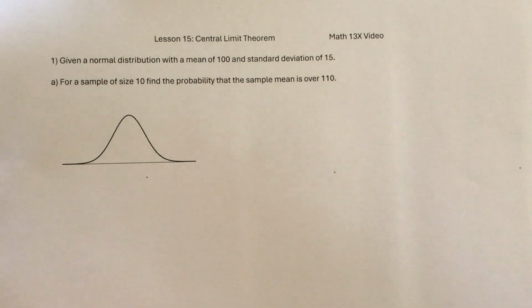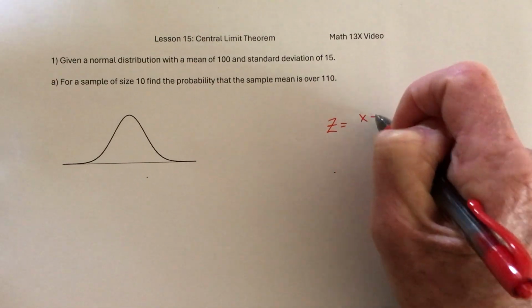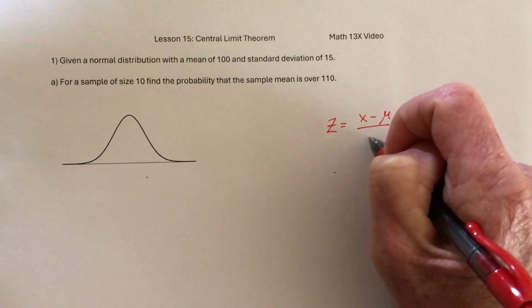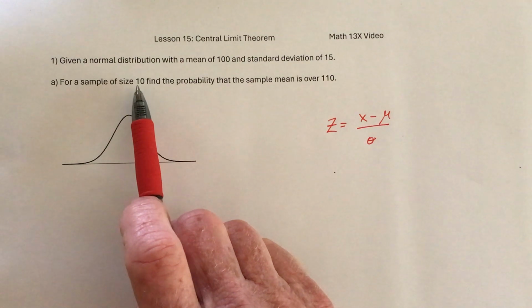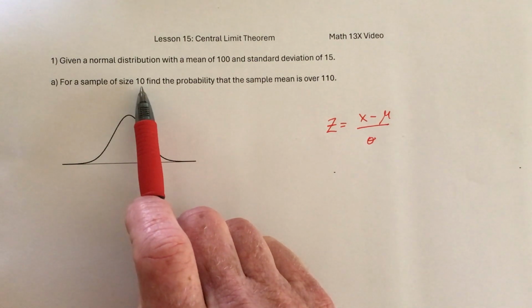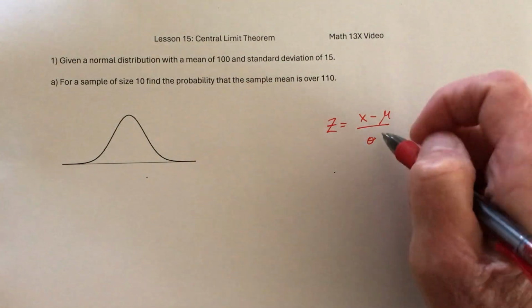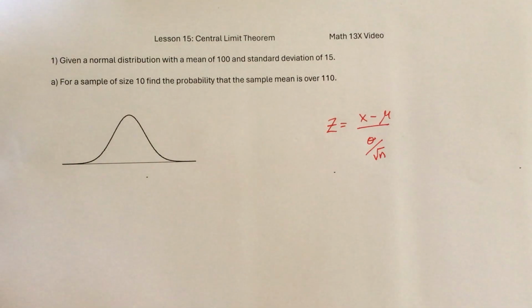Well, if you watched the lesson 14 video, then you know I used the z formula, x minus the mean divided by the standard deviation. For the central limit theorem, we do the exact same thing, except instead of having one object, one bear or one person, we're going to have a group of n. So when I do the z formula, there's one extra part. I need to divide the standard deviation by the square root of n. Otherwise, the work is going to be the same as lesson 14.